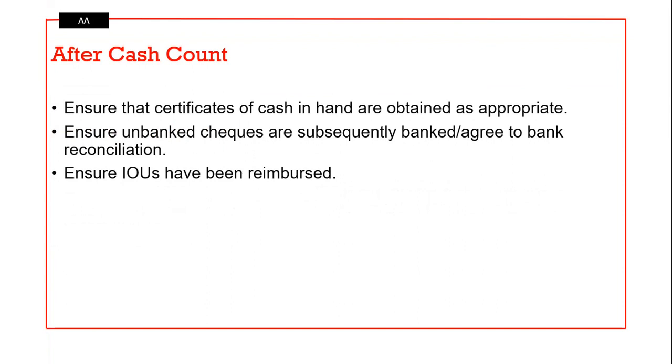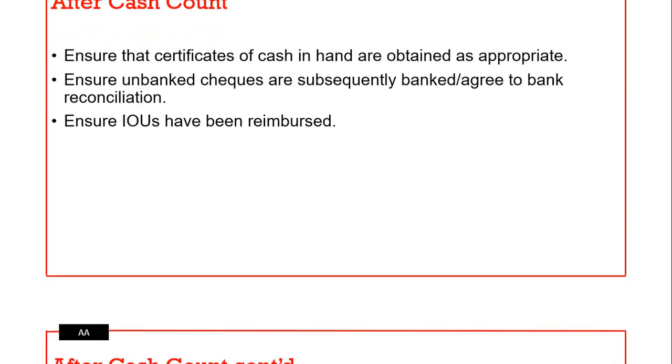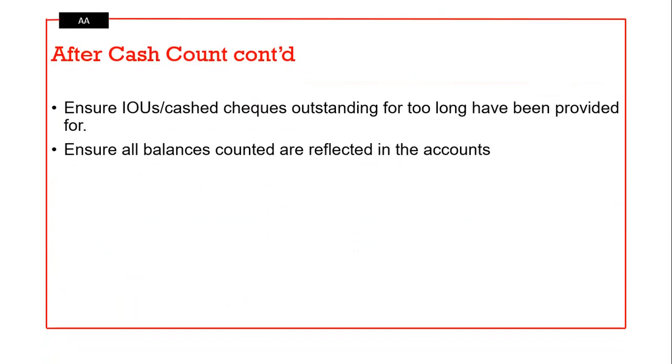After the cash count, what should you do? You should ensure that certificates of cash in hand are obtained as appropriate, and ensure that unbanked checks are subsequently banked. Check that that is done, then agree to the bank reconciliation for the forthcoming month. Then you should ensure that IOUs have been reimbursed, and of course this will be the responsibility of the client.